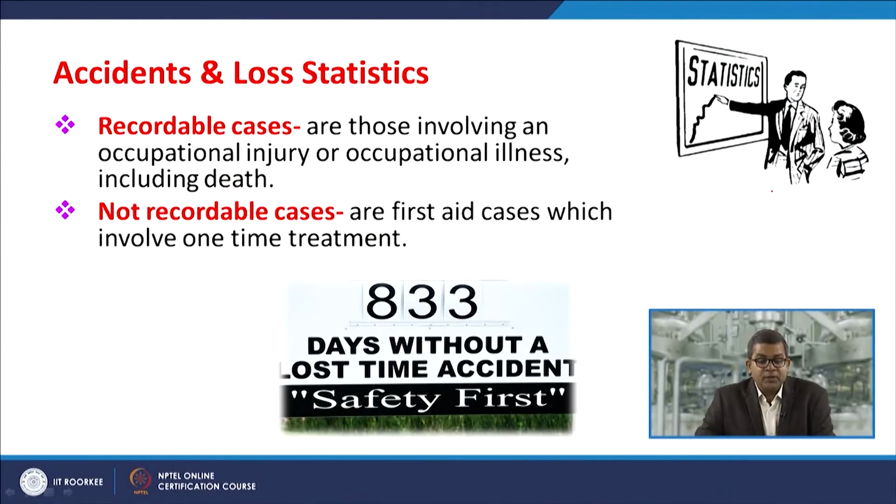Now again, there are two things, as I talked about earlier, the recordable cases and non-recordable cases. Recordable cases are those involving an occupational injury or occupational illness, including death. Non-recordable cases are the first aid cases which involve one-time treatment. These may not contribute towards the statistical information of that particular process or chemical.